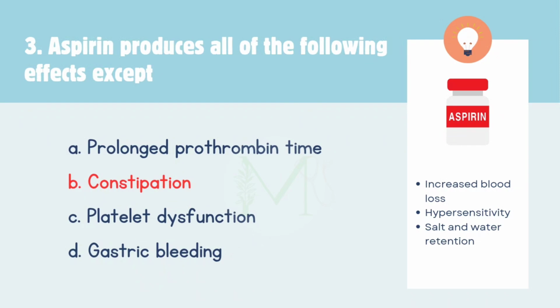So, aspirin causes platelet dysfunction and gastric bleeding due to this COX inhibition, but it does not cause constipation. Its effect on coagulation is due to platelet inhibition and not prolongation of prothrombin time. You might get confused between option A and option B, but the more relevant answer is option B, constipation.